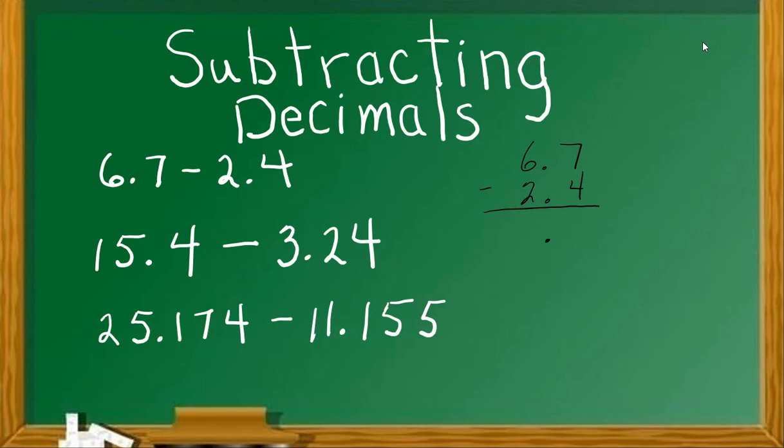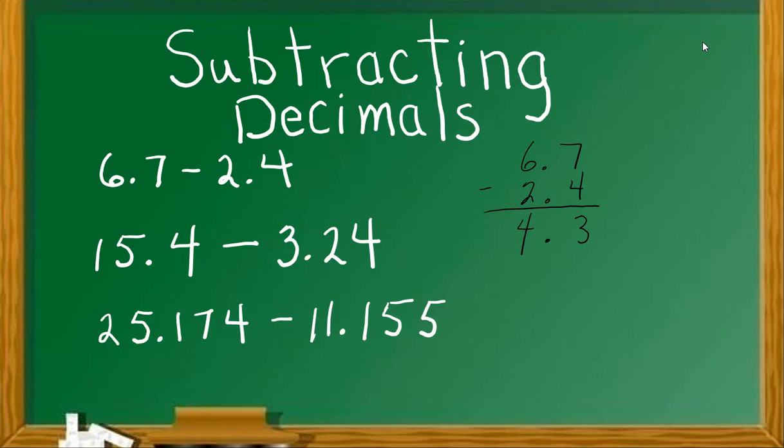Okay, so starting from the right and moving to the left as we did with adding. 7 subtract 4 is 3. Our decimal has been brought down. And 6 subtract 2 is 4. So we have the answer 4.3 or 4 3/10.